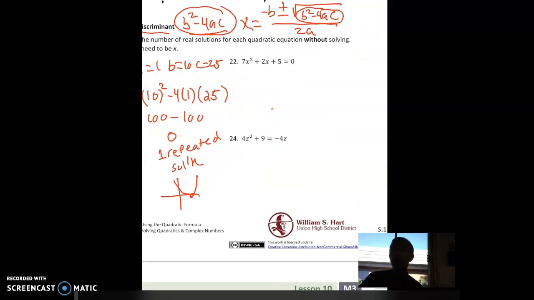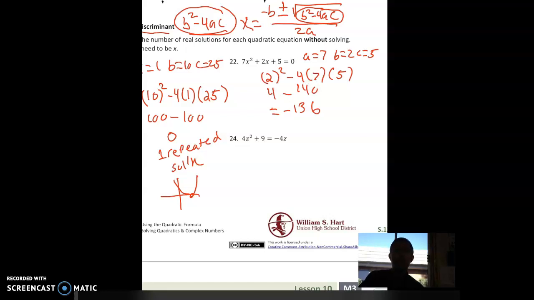Number 22. Here, the right side's already 0, so this should be an easy problem. I can automatically identify a, b, and c. A is 7, b is 2, c is 5. Now I'm just going to find the value of the discriminant. It's b squared minus 4ac. So the discriminant here would be 2 squared minus 4 times 7 times 5, or 4 minus, and now I have to do 20 times 7, that's 140, so here I'm going to get minus 136.